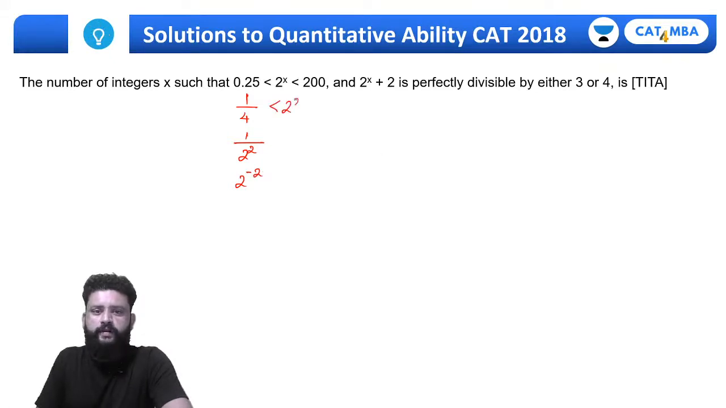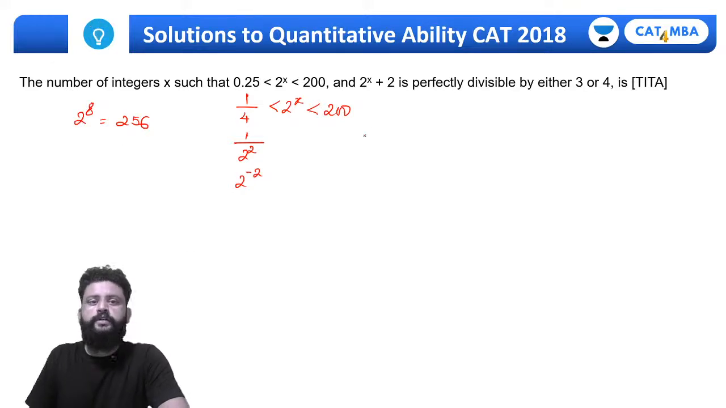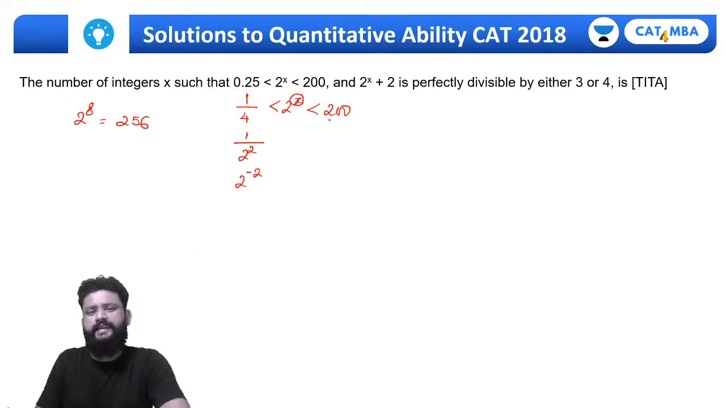And this is 2 to the power x less than 200. Now 200 is not a power of 2, but definitely we know 256 is 2 to the power 8, right? So what are the possible powers here? x can take the value 2 to the power minus 2, which won't work. 2 to the power minus 1, that is 1 by 2, which is greater than this. Then 2 to the power 0 is possible, 1, which is greater than 0.25.